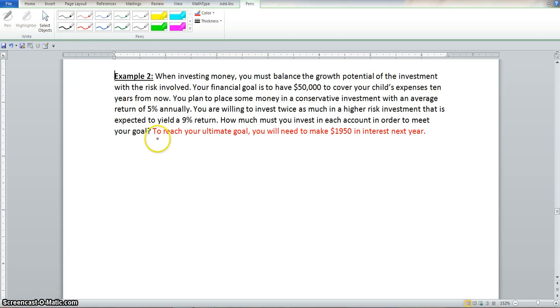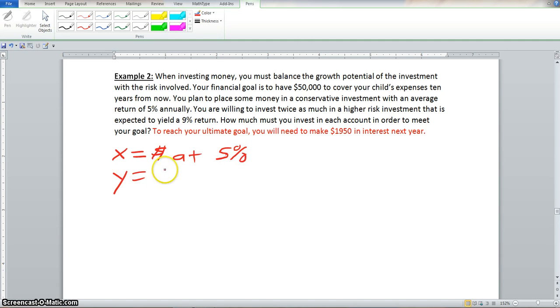Now there is one sentence you need to add to this scenario, and I have it here in red. Now what you need to do is pause this video and then write down this sentence. Okay, now this is what we need to do. We need to go through our steps again. Okay, now we know step 1 is we will label the variables. So we have x is equal to how many dollars are at 5%.